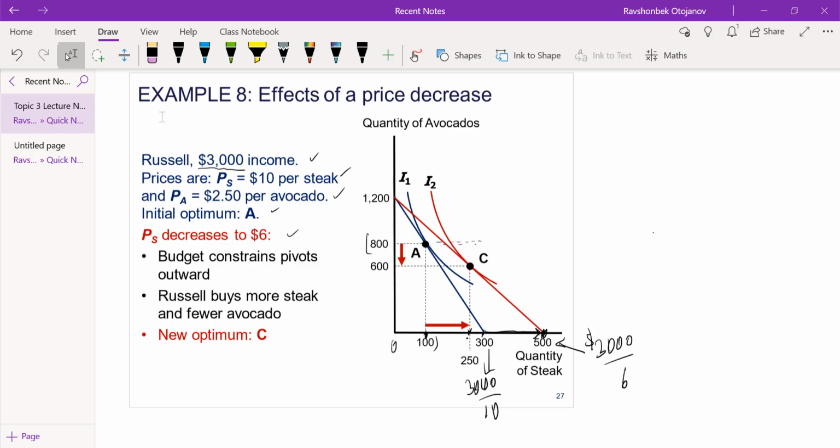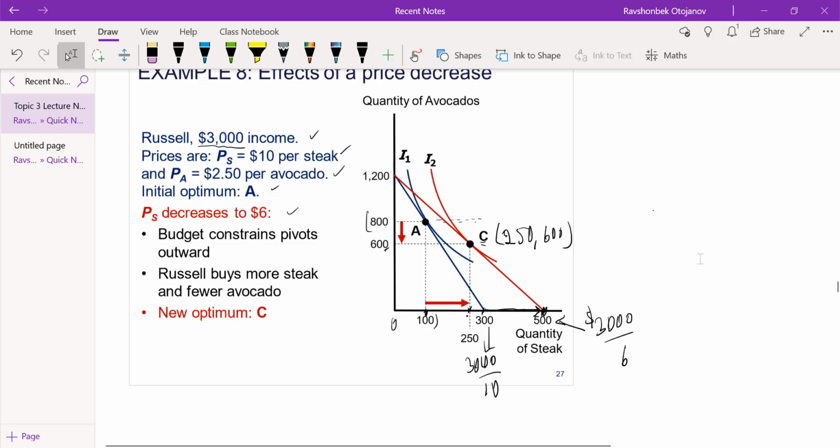So he reduces his intake of avocados from 800 units to 600 units and compensates for that reduction by buying more steaks. In the end he buys 250 units of steaks and 600 units of avocados. Originally it was 100 steaks and 800 avocados. So the new optimal bundle is this point C, and because steaks are cheaper now, he buys more of them and reduces his avocado intake. There are two effects at play in this case. I'll discuss that in the next slide.